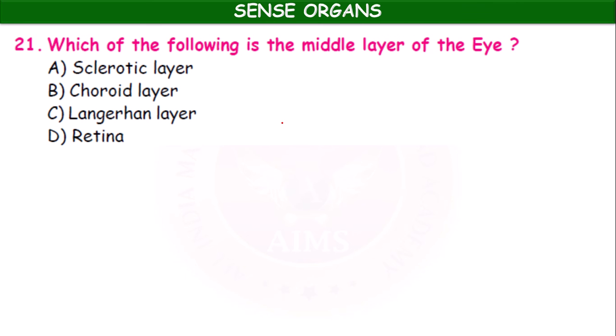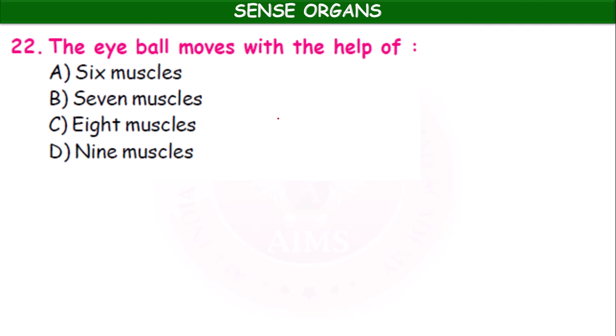Which of the following is the middle layer of the eye? Sclerotic layer, choroid layer, Langerhans layer, retina. It is the choroid layer, the middle layer of the eye, which is rich in blood vessels. The eyeball moves with the help of 6 muscles, 7 muscles, 8 muscles, 9 muscles. The 6 muscles.